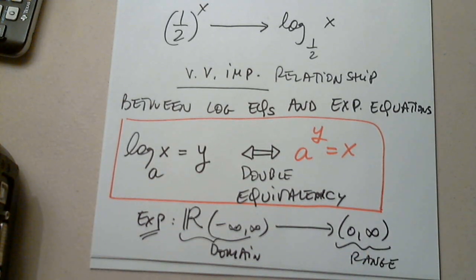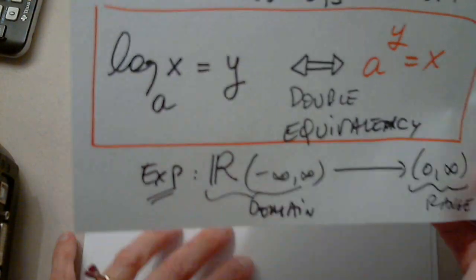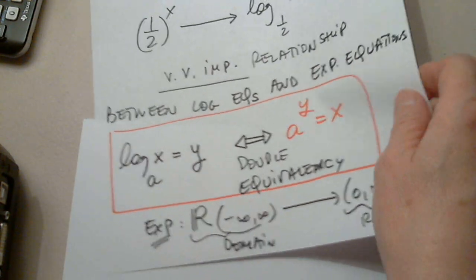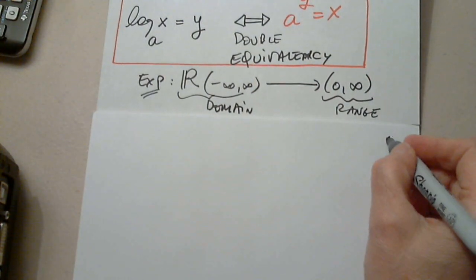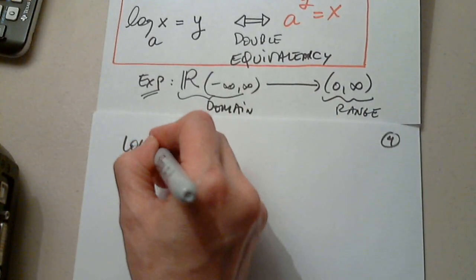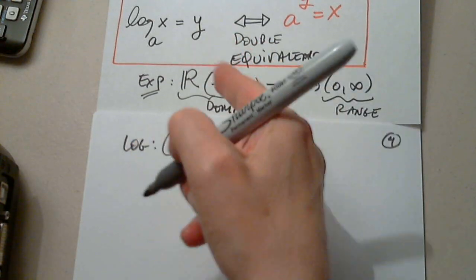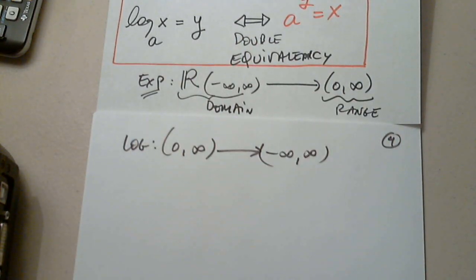But what do we know about inverse functions? Inverse function. Exactly. Thank you so much. Excellent. Great job. So then the log function has to be defined here, and has to have range this. That's why it's the inverse. It takes this back where it came from.